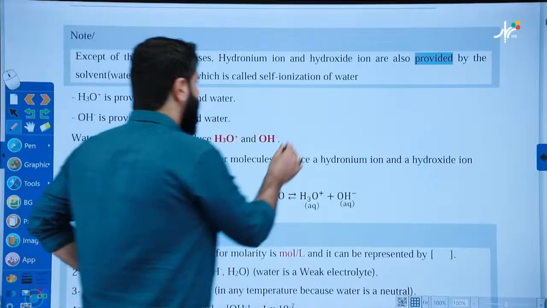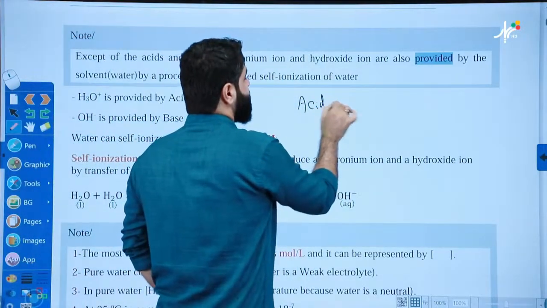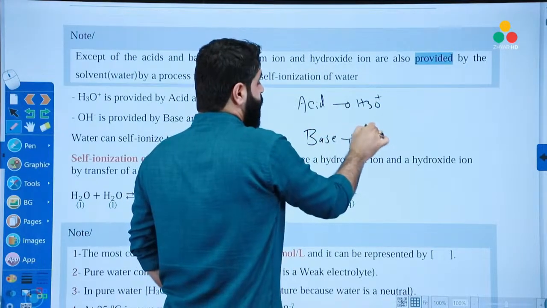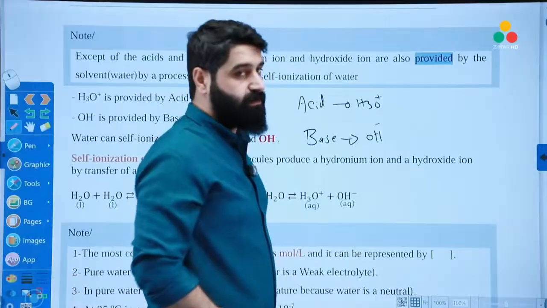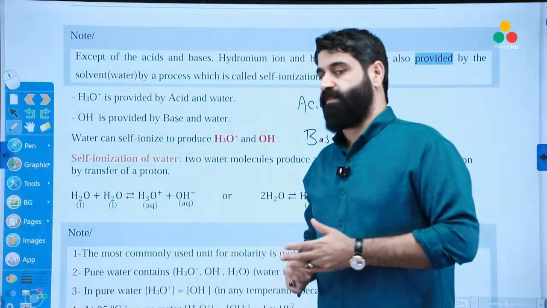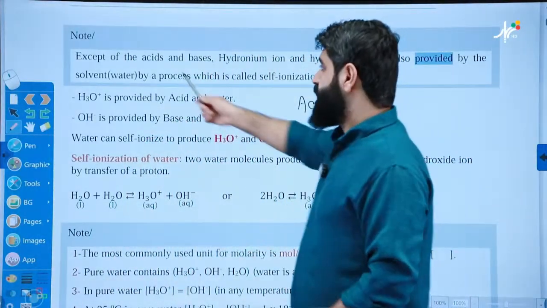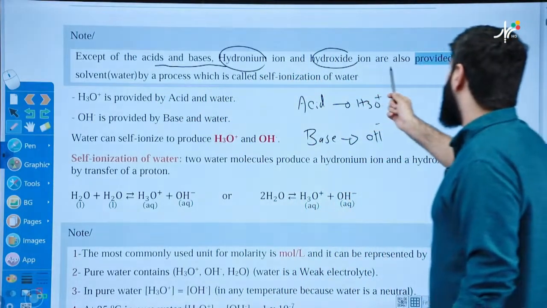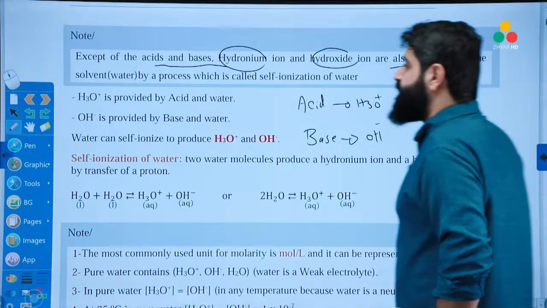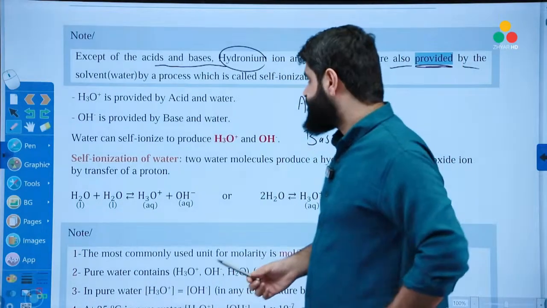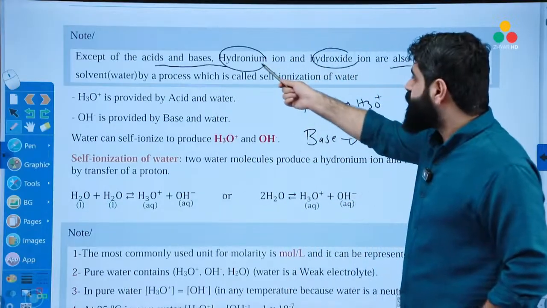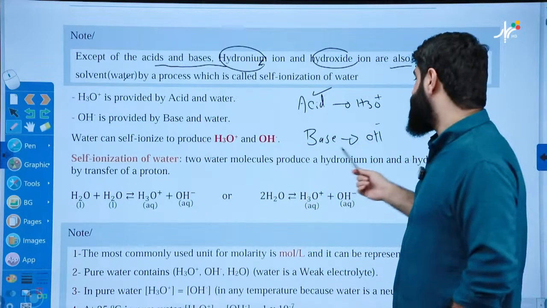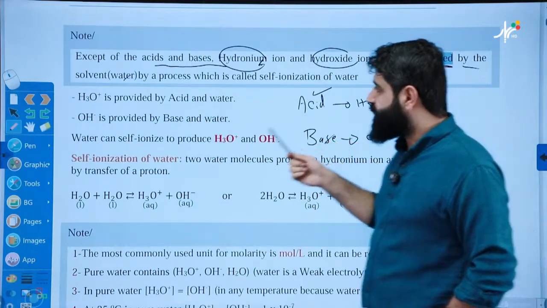Till now we know that acids provide H3O and bases provide OH ion. But they are not the only source for the OH and the H3O, because except for the acids and bases, hydronium and hydroxide ion are also provided by the solvent, for example water. So now we have two sources of hydronium. One is acid and the other one is water. And we have two sources for hydroxide. One is base and the other one is water.